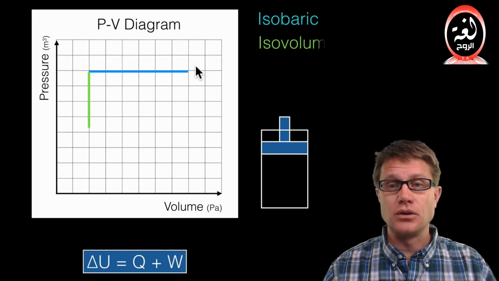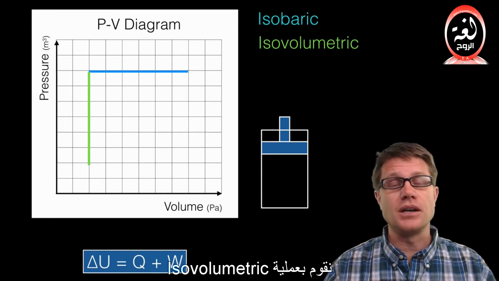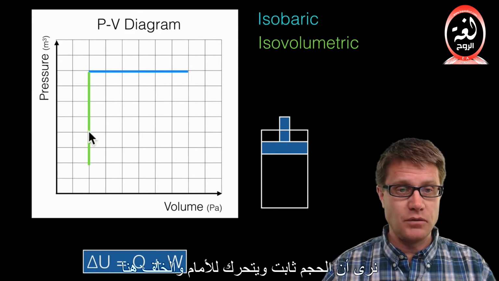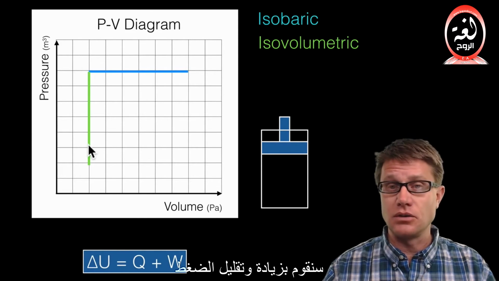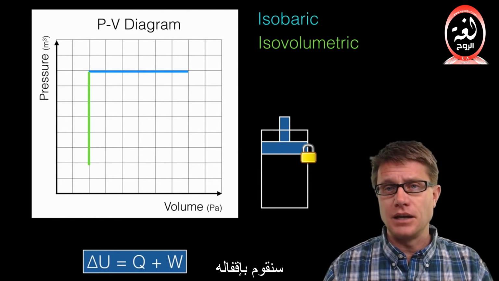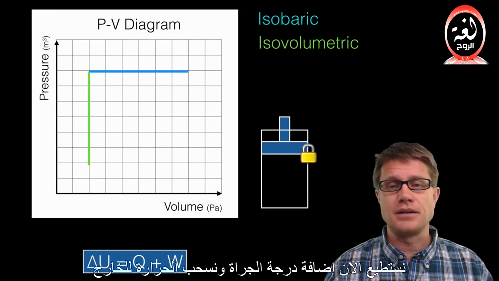What else could we do? We could do isovolumetric. What does that mean? We're going to keep the volume the same. You can see the volume is always the same, so it's just going to move back and forth on here. We're going to increase or decrease the pressure. And so what would that look like? Using our piston, we're going to lock it in place. Now we can add temperature, we could pull that temperature out.